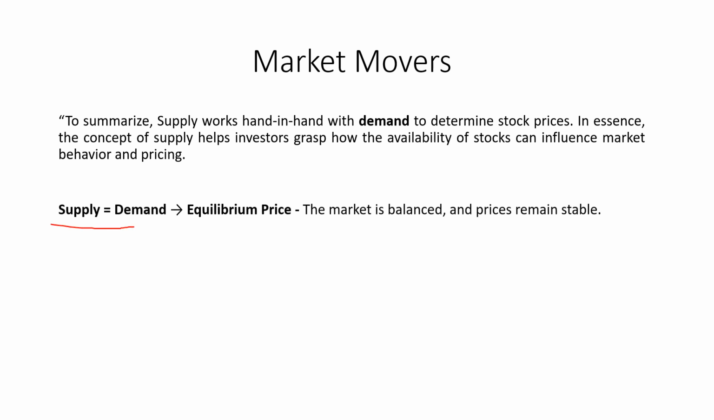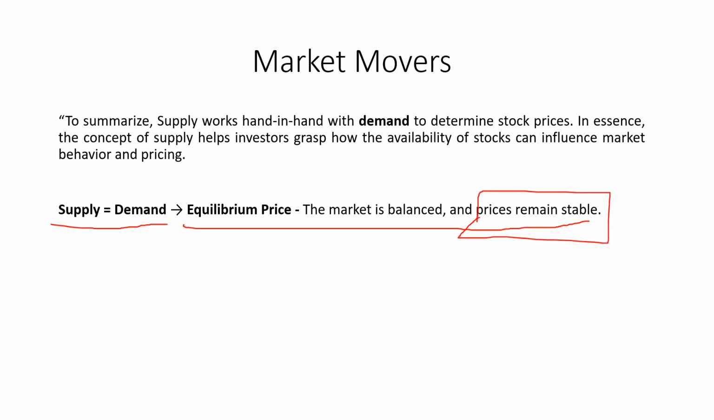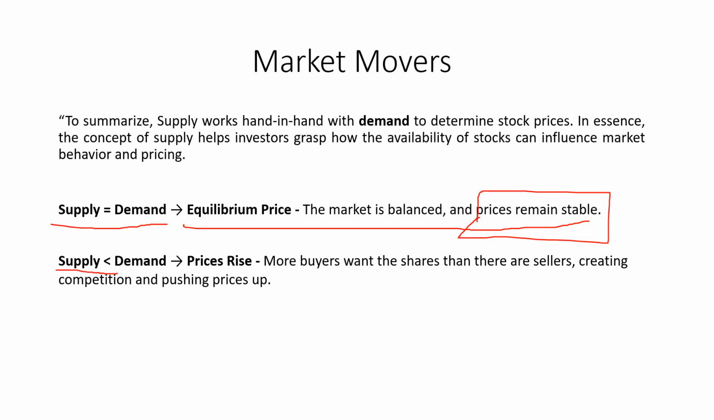When supply is equal to demand, when there are equal number of sellers and equal number of buyers, let's say 10 is to 10 or 10 is to 11, which is almost equal, the price is going to be balanced. Price will remain stable. You will not see any kind of volatility. All right. Next, when supply is lesser than demand, obviously the price rises. When there are fewer sellers compared to the buyers, obviously the price is going to go up, right?